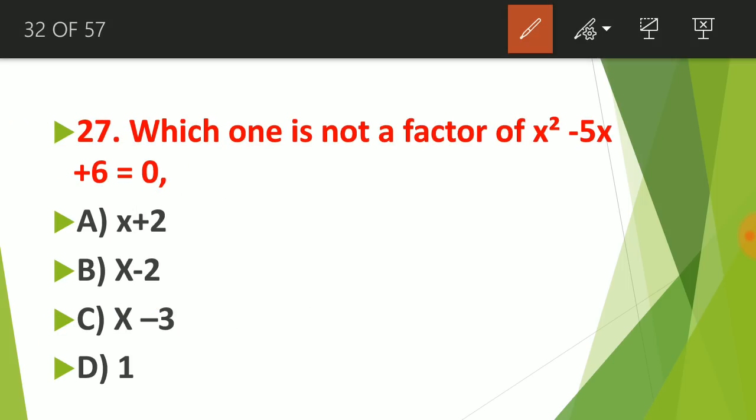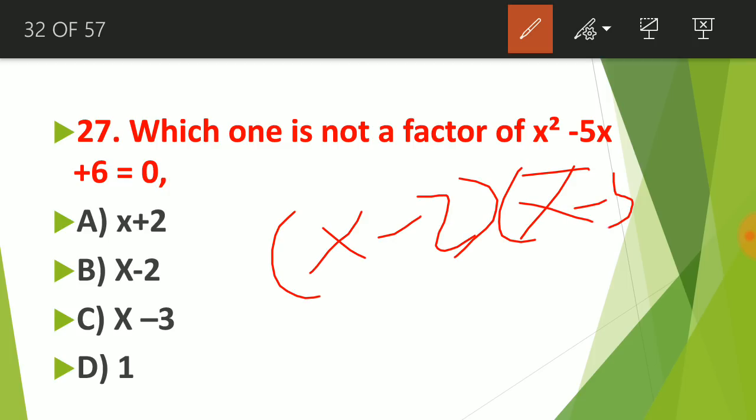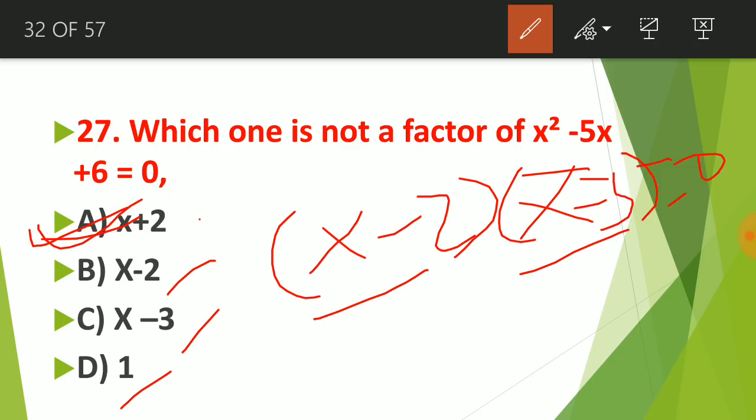Question number 27. Which one is not a factor of this? Our expression is x square minus 5x plus 6. On solving this, we will get (x minus 2) and (x minus 3). On taking the product, this will be 0, and this is also one factor, this is also one factor, and 1 is a factor of every term. So this is a factor, this is a factor, this is a factor, this is not a factor. So this is the right answer for question number 27.